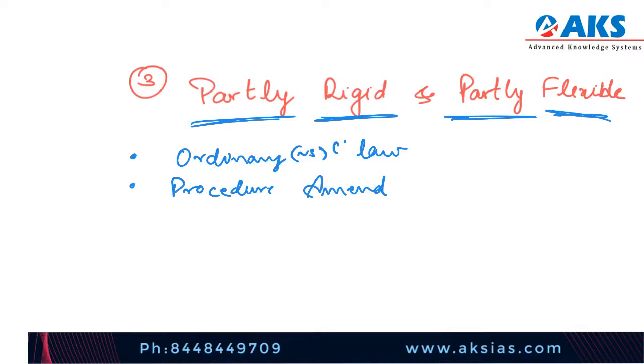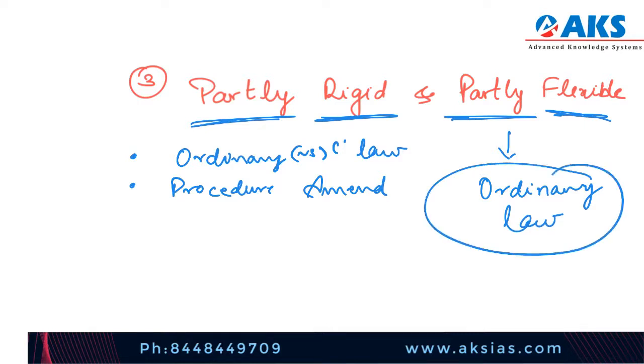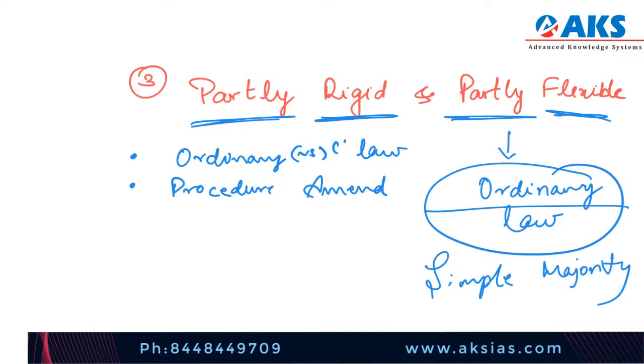Why do you call it partly flexible? We call it partly flexible because most provisions of Indian constitution can be amended by an ordinary law. Okay, amended by ordinary procedures or like an ordinary legislation without a constitutional amendment. So what do you mean that they can be amended as an ordinary law? That is, these laws can be amended by a simple majority of the parliament. Okay, so that is why you call India's constitution partly rigid and partly flexible.